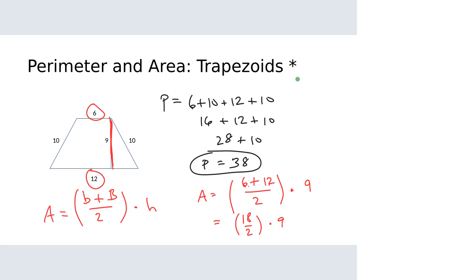I ran myself out of room down there. That 18 divided by 2 will be a 9. And so that'll be 9 times 9, and we'll end up with an area of 81.